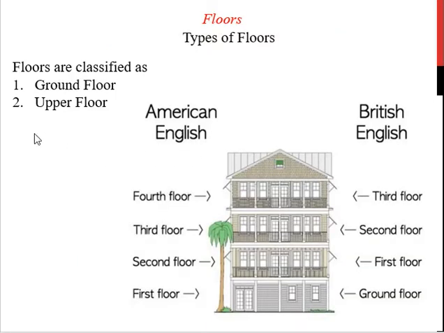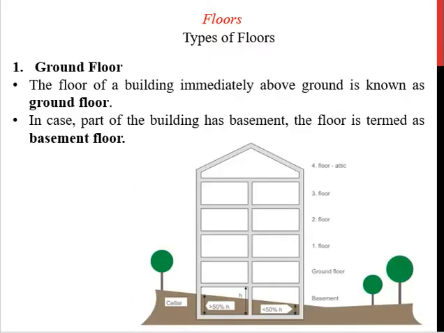Next, we classify the floors into two categories. First is the ground floor, and the next is the upper floor. This is the same diagram that we have seen previously. Since we are following the British nomenclature, the floor close to the surface of the earth is the ground floor, and then we have the first floor, second floor, and third floor. This is different in the American terminology.